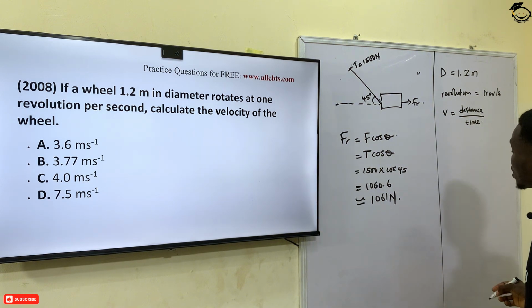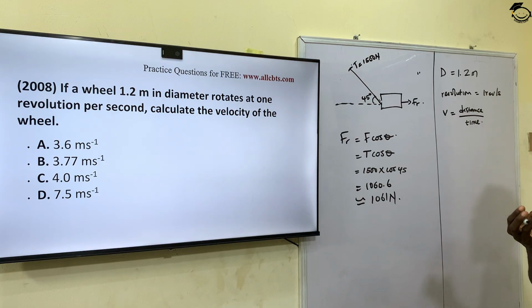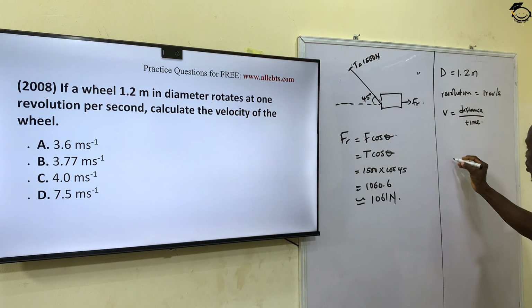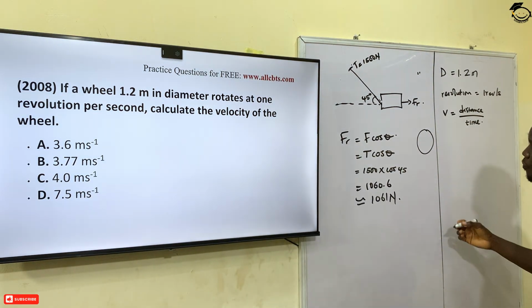Now, but this wheel is what? Circular, and because it is circular, it's going to have a circumference. So instead of talking about the distance moved by the wheel, we're talking about the distance moved around the circular wheel, which is the circumference of the wheel.